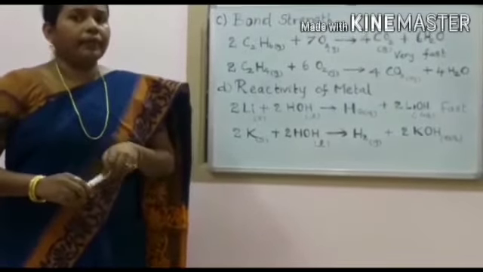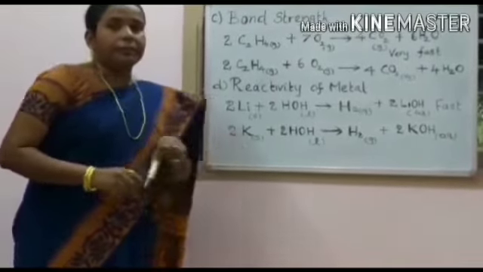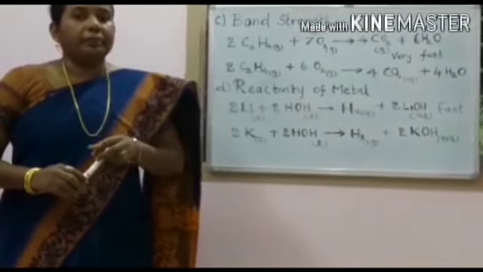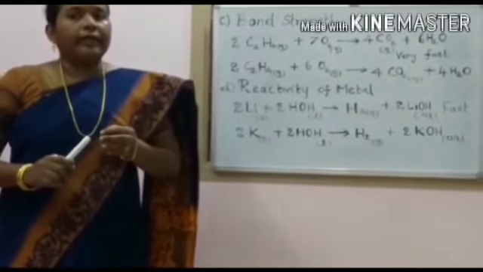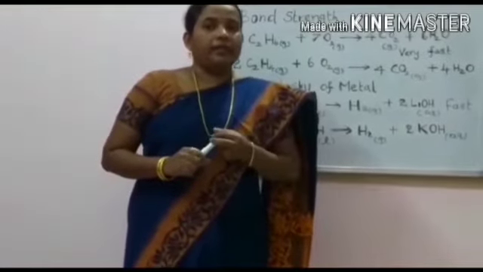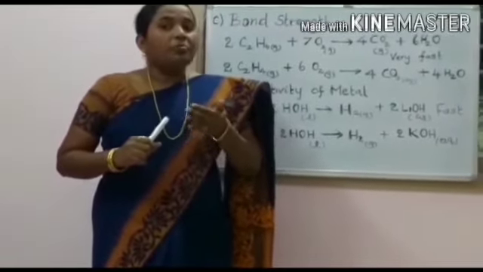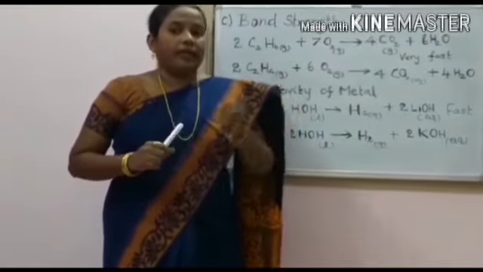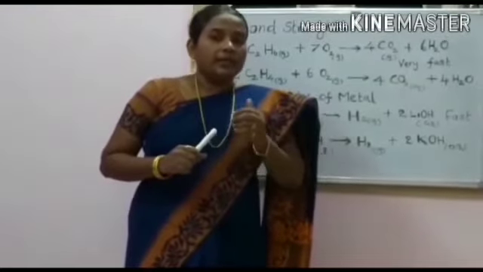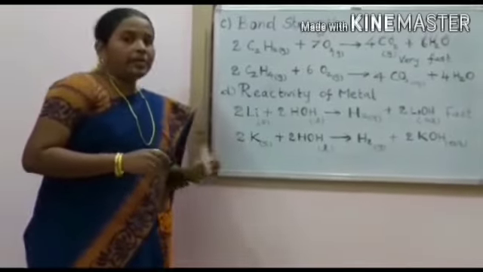Another example, lithium quickly reacts with water compared to potassium. Lithium has low electronegativity compared to potassium. A metal with low electronegativity reacts faster than a metal with high electronegativity, because the lower the value of electronegativity, the more easily a metal will give up electrons. When metals lose electrons, they form ions. This is the reason lithium quickly reacts with water compared to potassium.